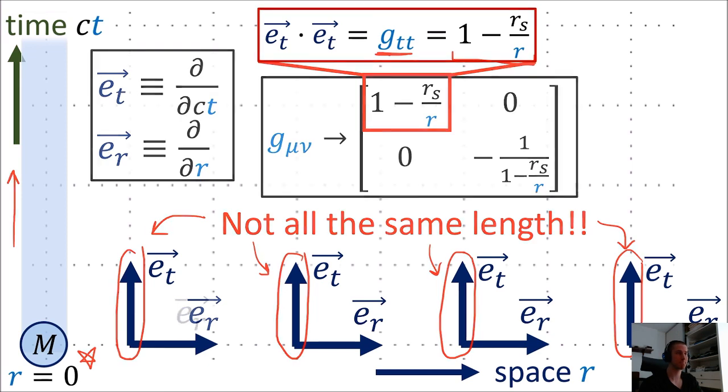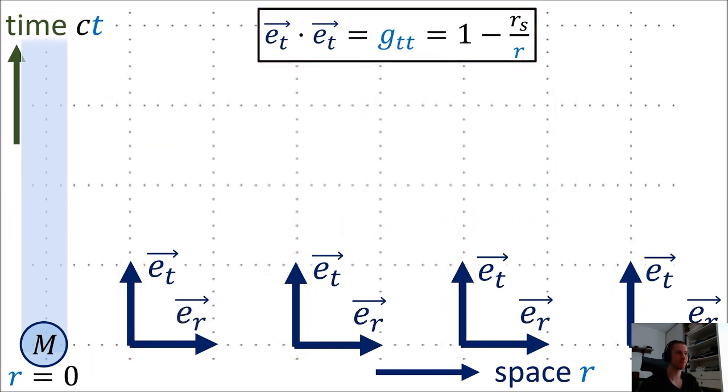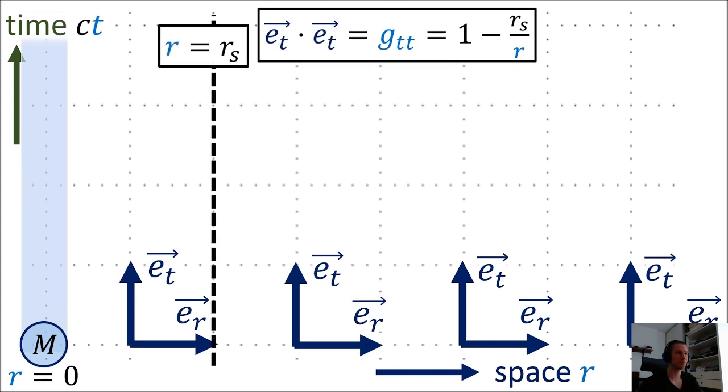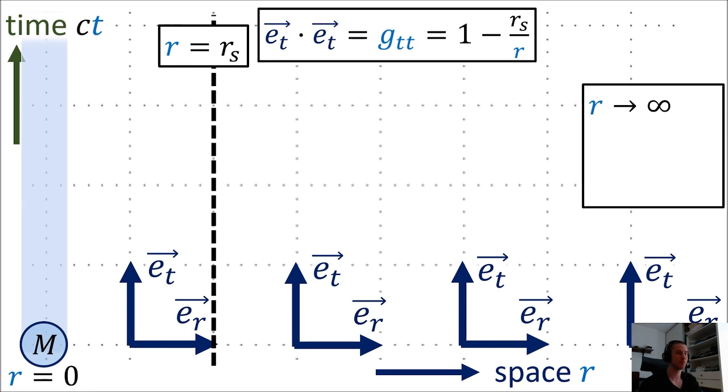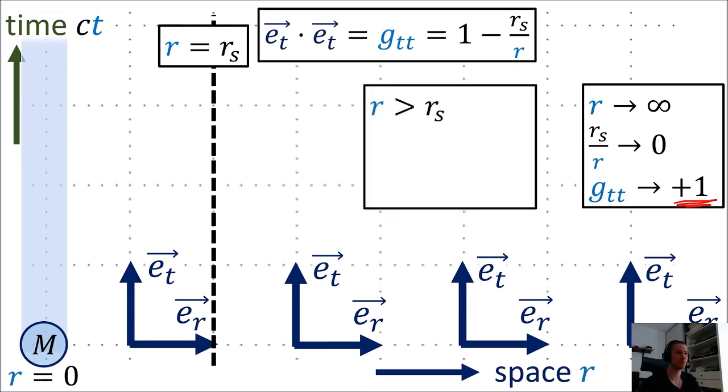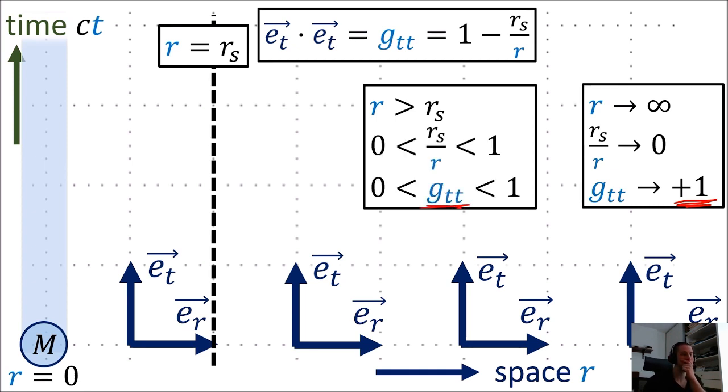So let's take a look at the lengths of all these time basis vectors in different parts of our spacetime diagram, where this vertical dashed line is the mass's Schwarzschild radius. As r goes to infinity, very far away from the mass, Rs over r goes to 0, so the squared length of the e_t basis vector goes to 1, as we move infinitely far from the mass. As we approach the Schwarzschild radius Rs from the outside, the length of the e_t basis vector gets smaller and smaller, but its squared length is still positive.